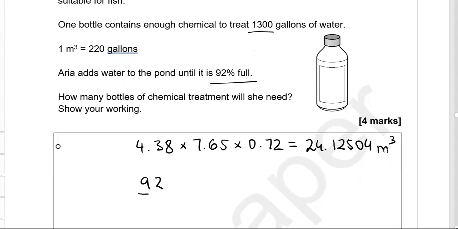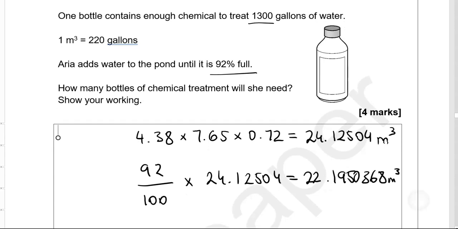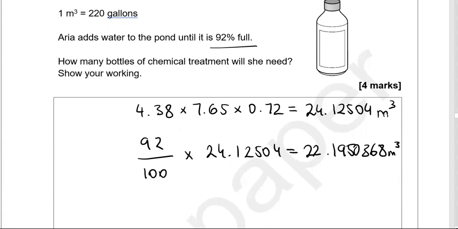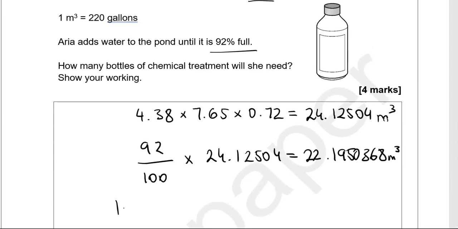Now we're looking at 92% of that. So 92 out of 100 times 24.12504 gives us 22.195. Again, this is cubic meters. So now we can convert this into gallons. So 1 cubic meter is equal to 220 gallons.